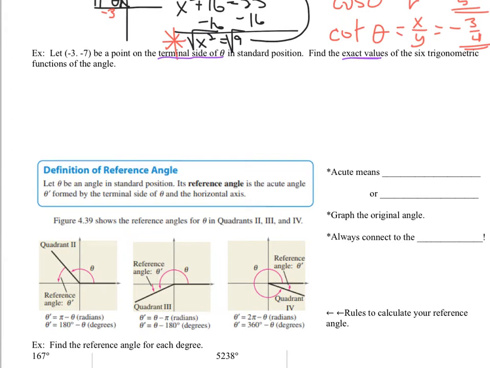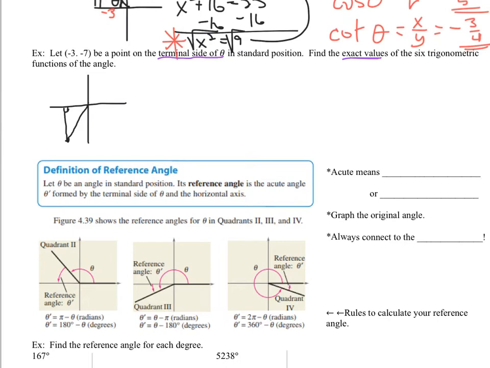All right, let's first create our coordinate system and we'll plot our ordered pair. Draw this over here on the left. It says -3, -7. So that means we're going to count 3 to the left and down 7. So I'm going to approximate that point down here. I'll draw my terminal side. And then remember, up above, we said we always connect our side to the x-axis. So now I'm going to draw that up and create my right triangle, my right angle.